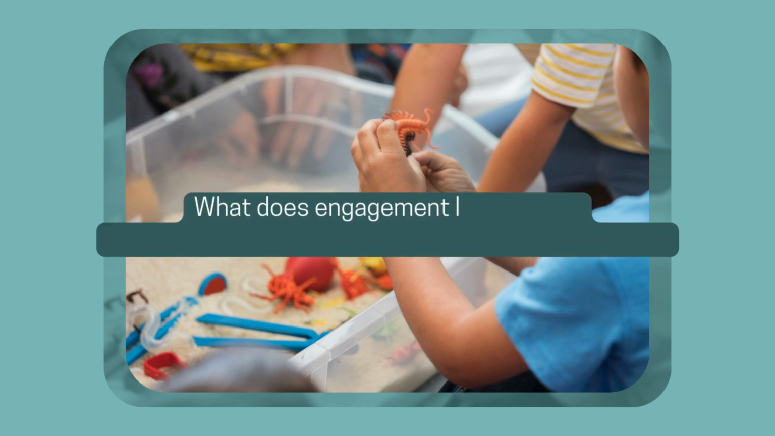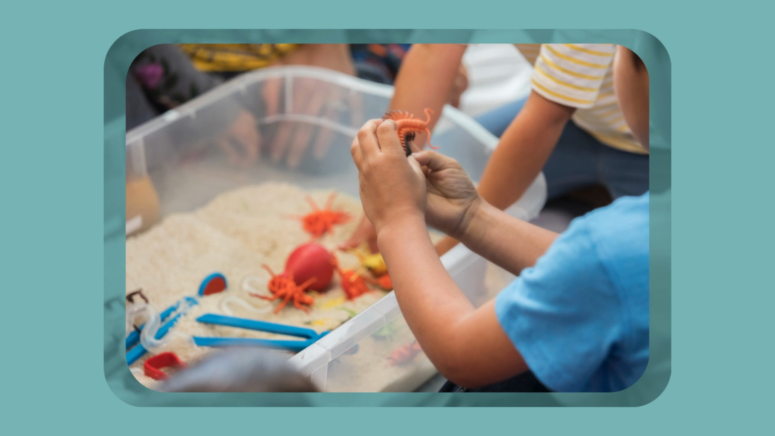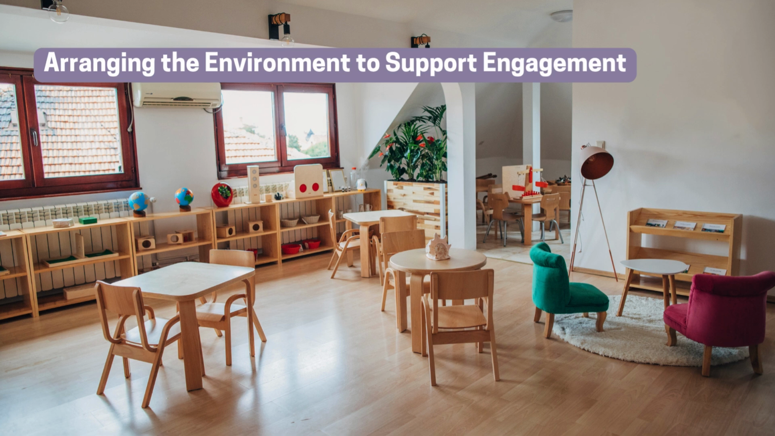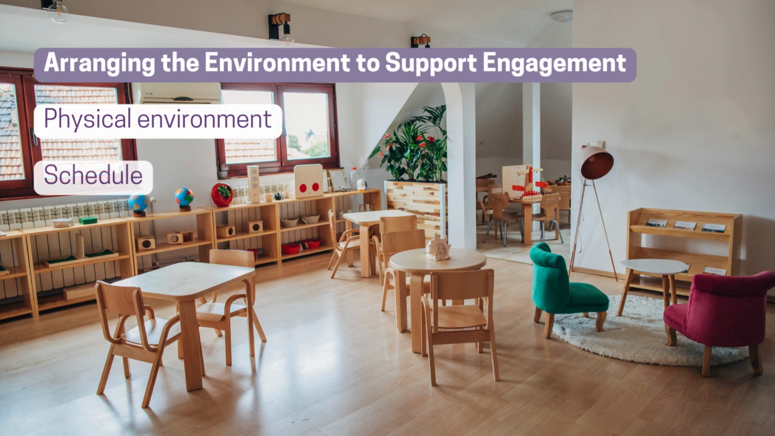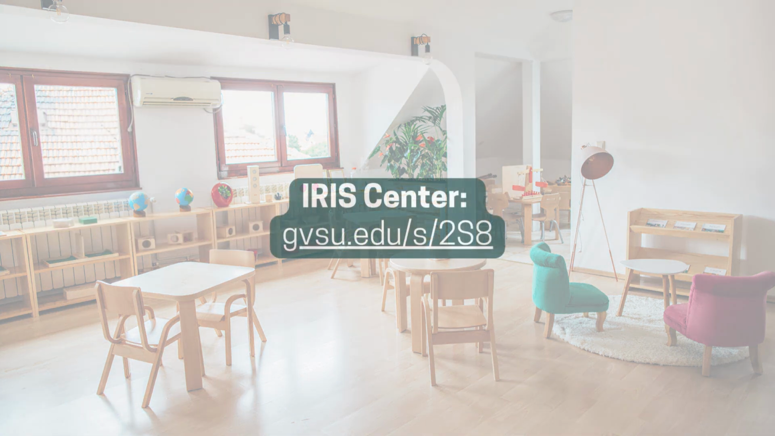What does engagement look like for this child without comparing them to other children? Perhaps engaging in the sensory table for 2 minutes is a realistic expectation for this child. You should also consider how you arrange the environment to support engagement. This includes your physical environment, your schedule, and how social interactions will happen. The IRIS Center has free modules to learn more about effective early childhood environments.